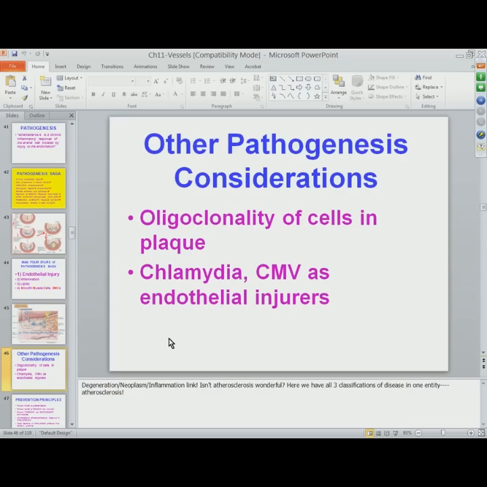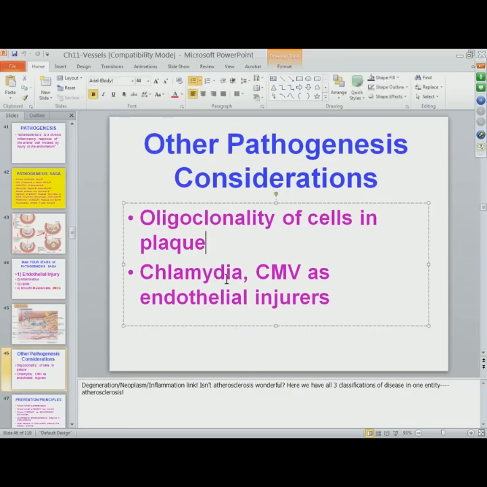For example, when you look at the cells in the plaque and you do genetic studies, they are oligoclonal. They are all from the same clone. Now, does that mean you can call it a neoplasm? Well, I don't think so, because most people would not call atherosclerosis a neoplastic disease by any stretch of the imagination. But keep that in mind. This thing that we have also called degenerative now may have some role in being neoplastic as well.